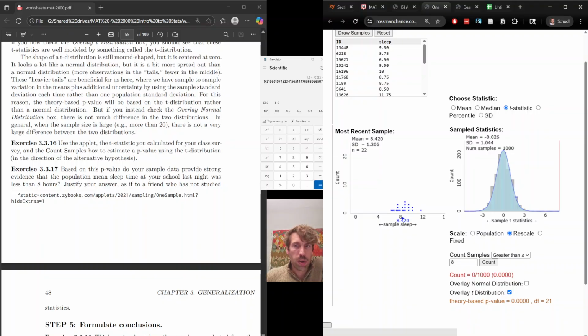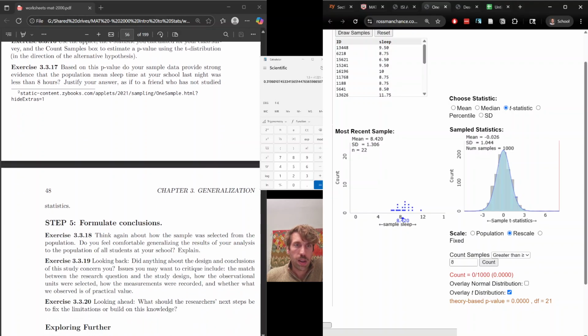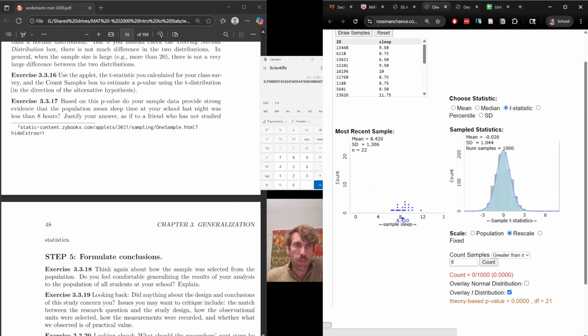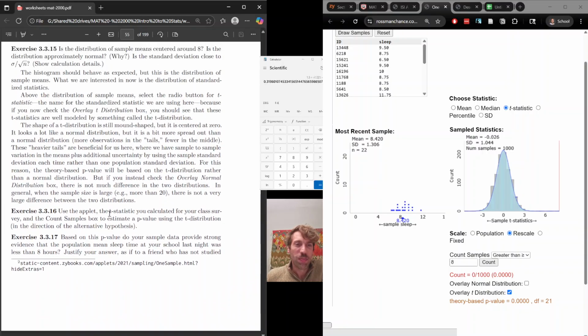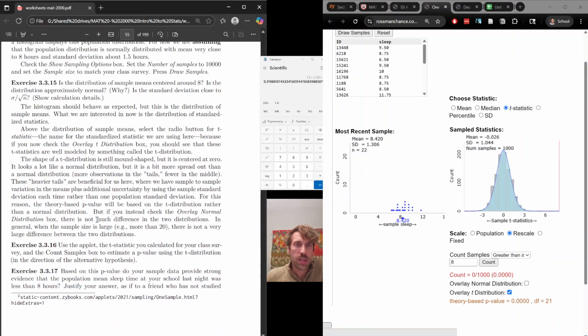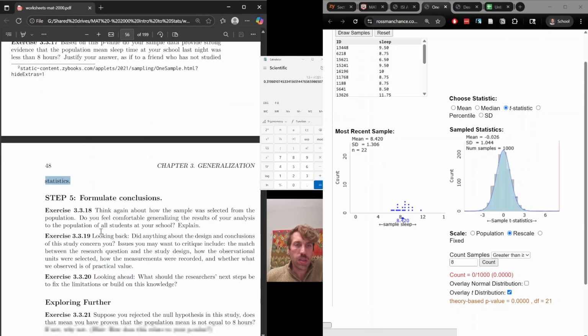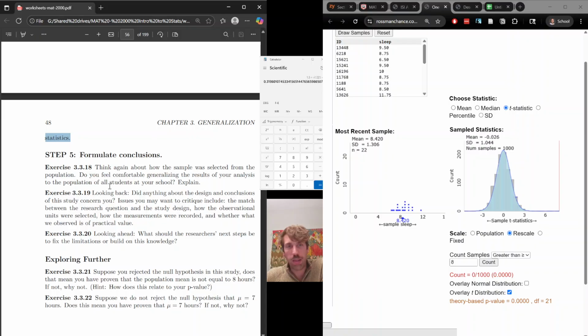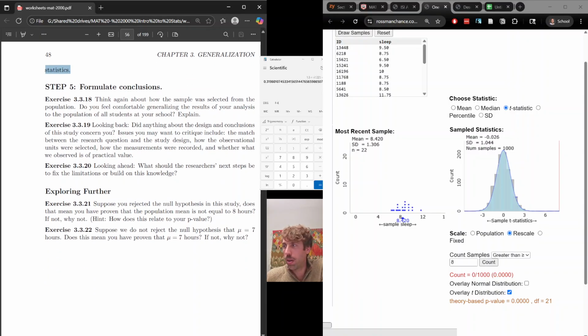Okay, so that's number 17. Based on the p-value, do your sample data provide strong evidence that the population mean sleep time at your school last night was less than 8 hours? Justify your answer, as if to a friend who's not studied statistics. Okay, so in this case, do that. All right, I'm going to stop here and we'll start the next video.